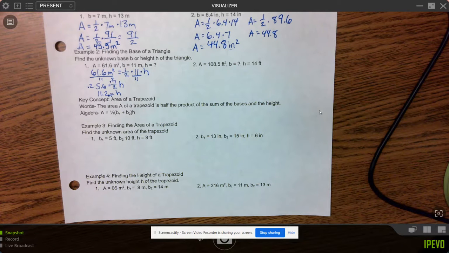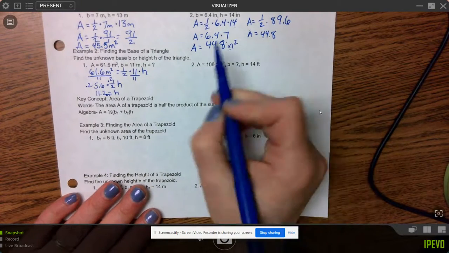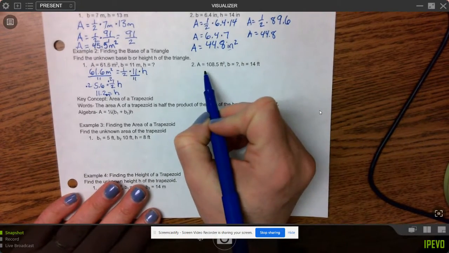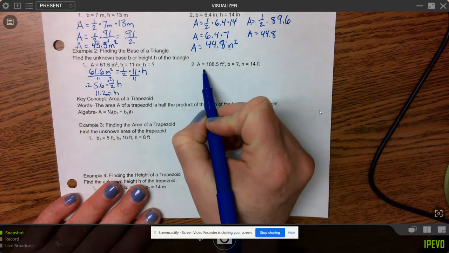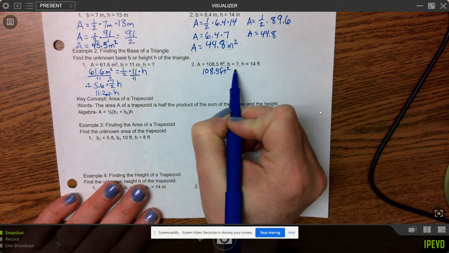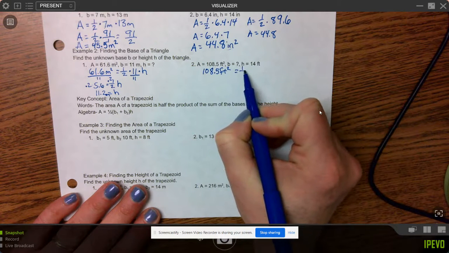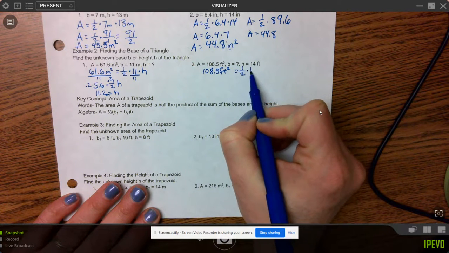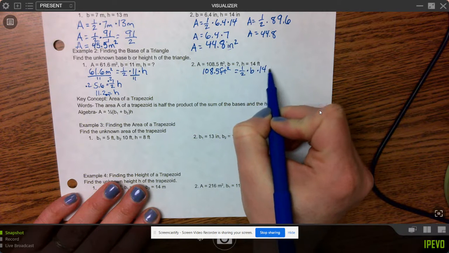So remember, we still use the exact same equation. We plug in the information that we know, and then we do our algebra to get the one that we don't know by itself. So let's look at number 2. I'm going to rewrite my equation. I know my area is 108.5 feet squared. I know it's 1/2 of the base times my height of 14 feet.